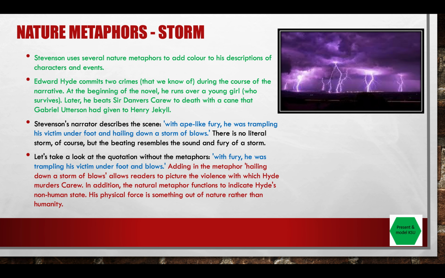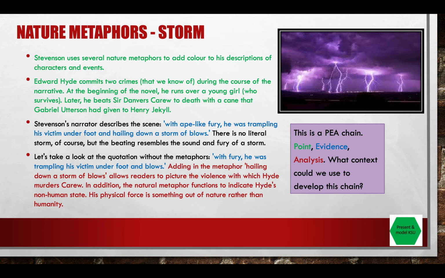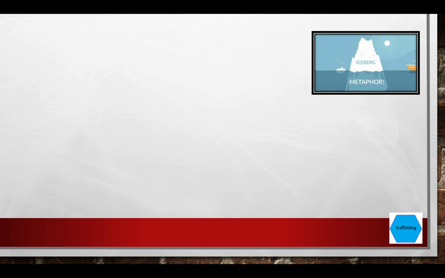And this is how we're going to take our answers from just making a point and giving evidence to actually analysing what's going on here, analysing what is going on with this metaphor. So as you can see, this is a PEA chain, so point evidence analysis. So my question to you is, what context could we use to develop this chain? How could we make it a PEAC chain? What context would you use? Okay, once you've answered that question, let's move on.